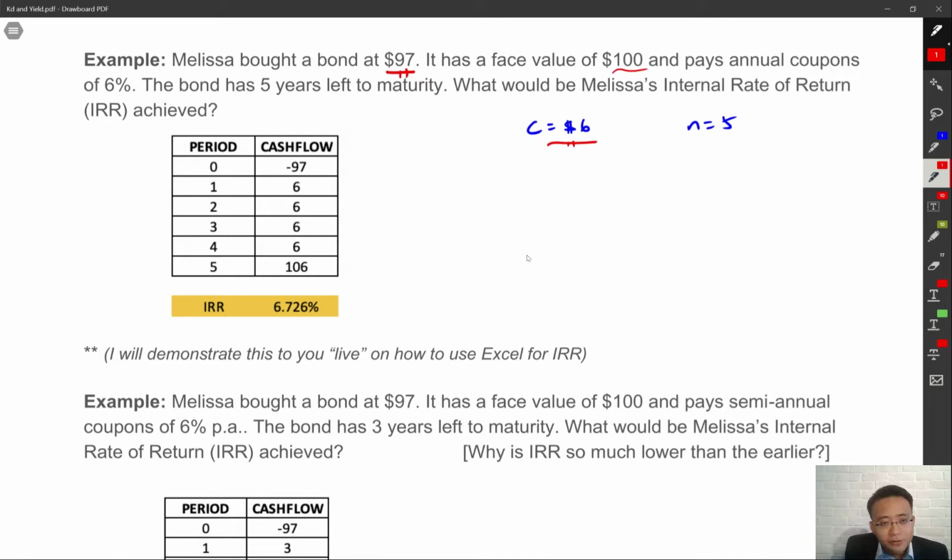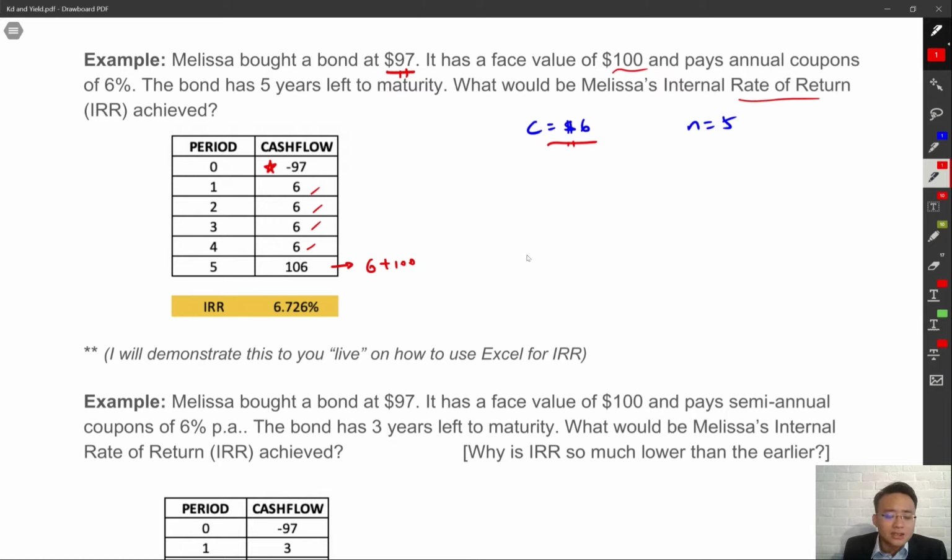When you look at the 5th year cash flow here, you notice $6 plus $100 face value. In every other year, Melissa is getting a $6 coupon. So assuming she invested $97 at the start, what does she earn from all these cash flows? If I want to find a percentage to represent her earnings, how would I do it? I would use the internal rate of return function.